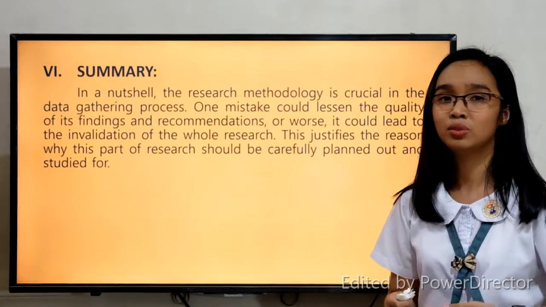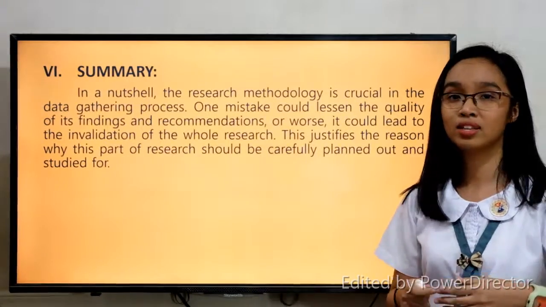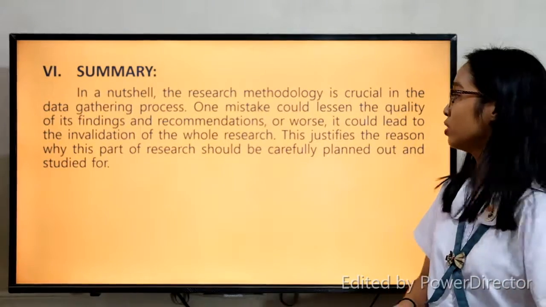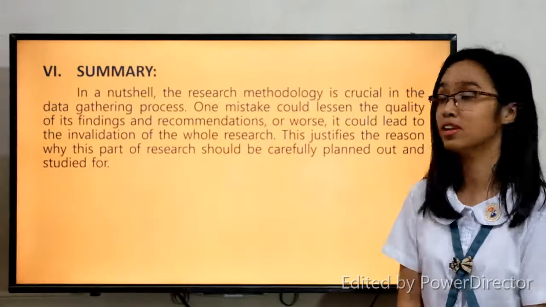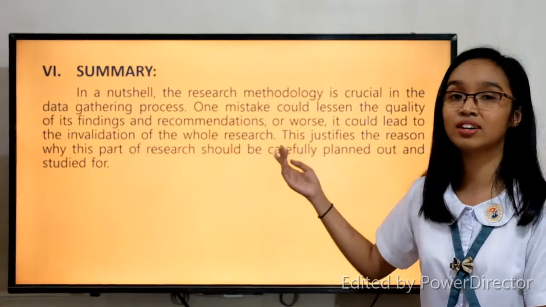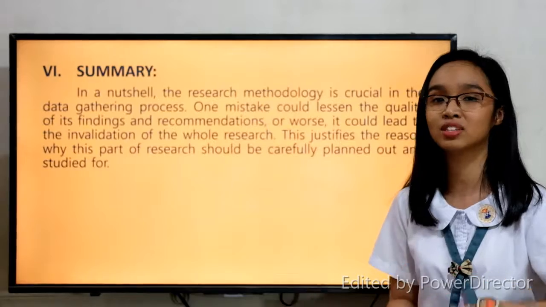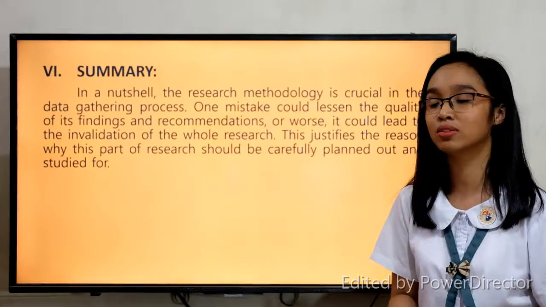Now, in a nutshell, the research methodology is really crucial in the data gathering process. One mistake could lead to the lessening of the quality of findings and recommendations, or worse, it could lead to the invalidation of the whole research or the whole financial plan. And this justifies the reason why this part of the financial plan must be carefully planned out and studied for.